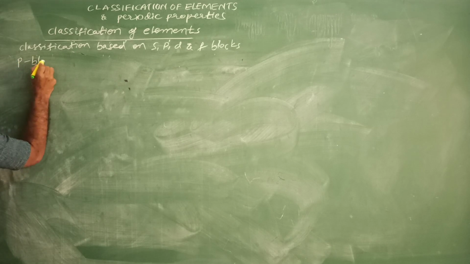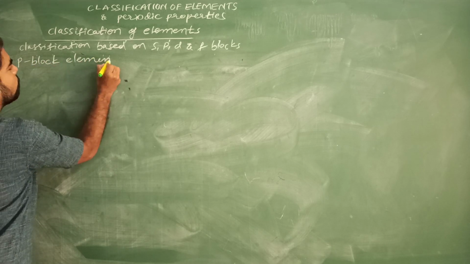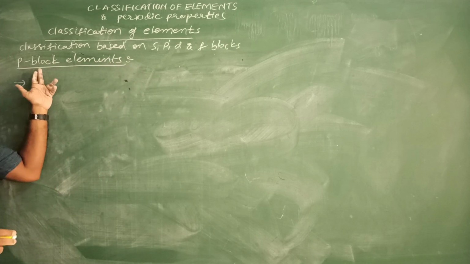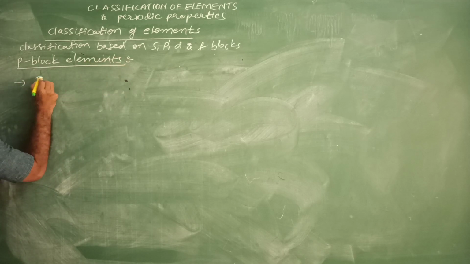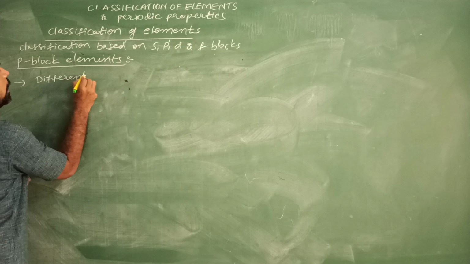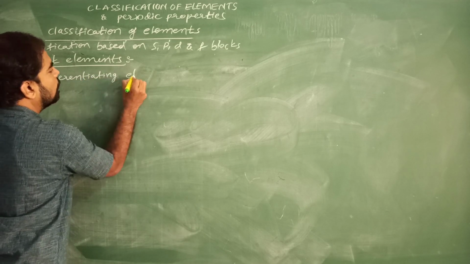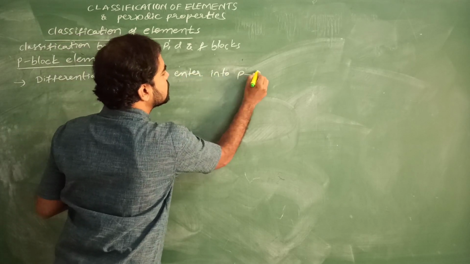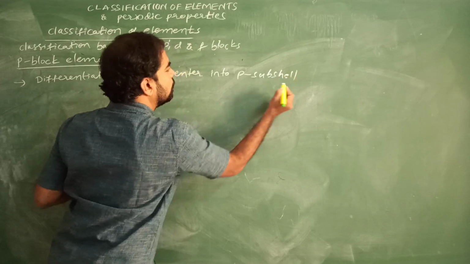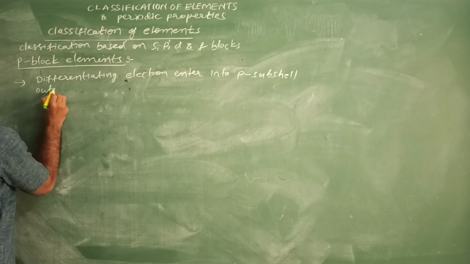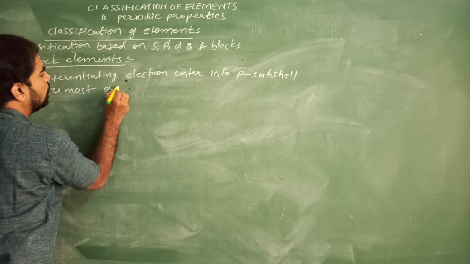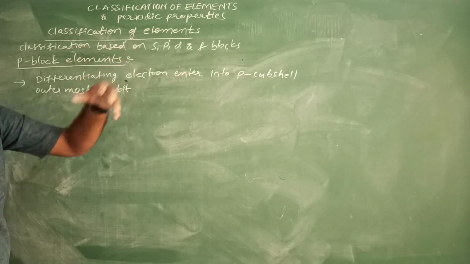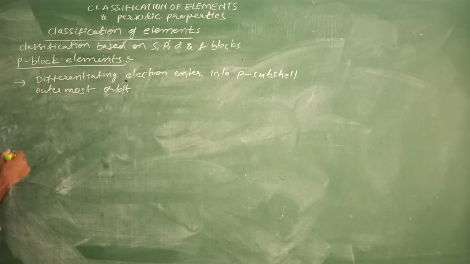P block elements. See, the same: the differentiating electron enters into the P subshell of the outermost orbit. The differentiating electron enters into the P subshell of the outermost shell, and that is called P block elements.